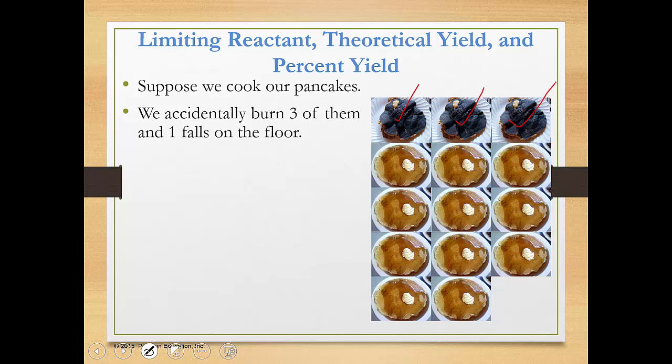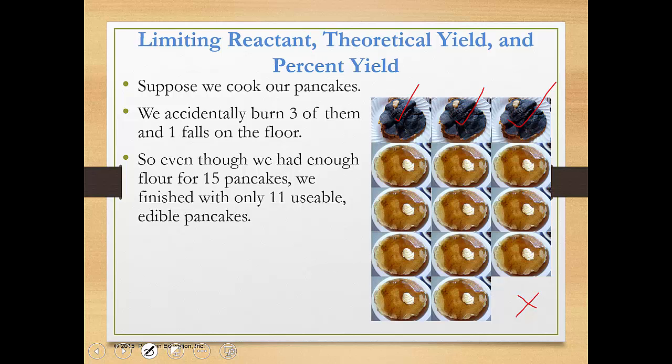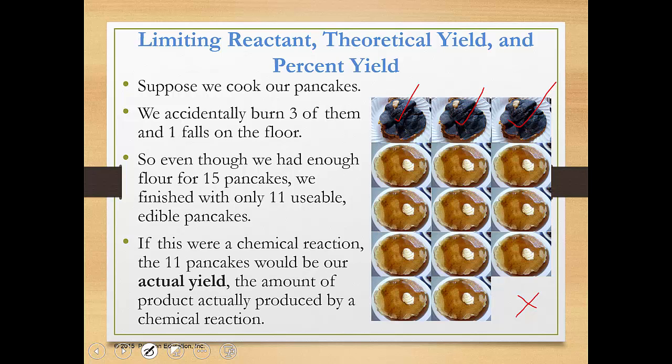Nobody's going to want to eat a burned pancake, so those are no longer useful. And the one that went on the floor, well, 5-second rule was standing. We're not going to eat a pancake off the floor. We can't use that one. So we ended up with only 11 usable, edible pancakes. That 11 pancakes is what we would call our actual yield.